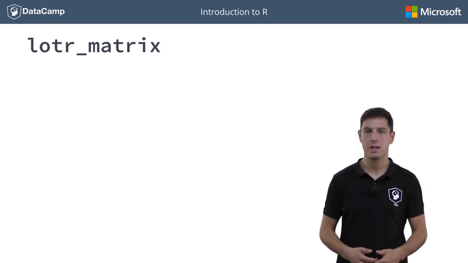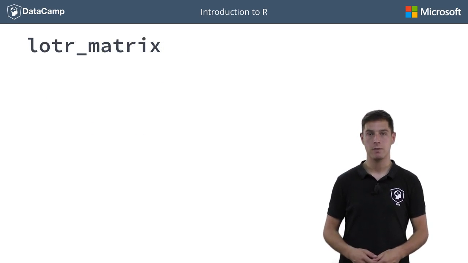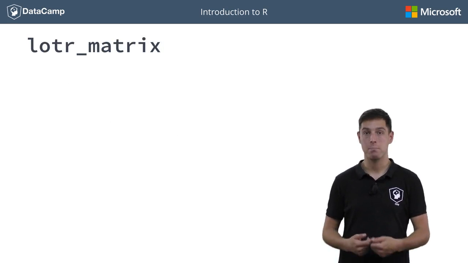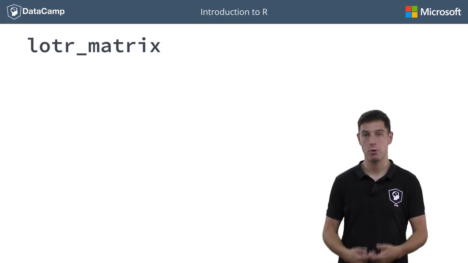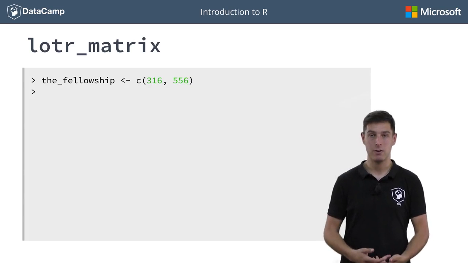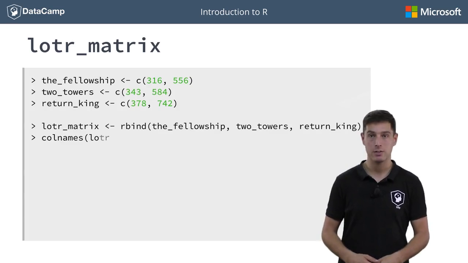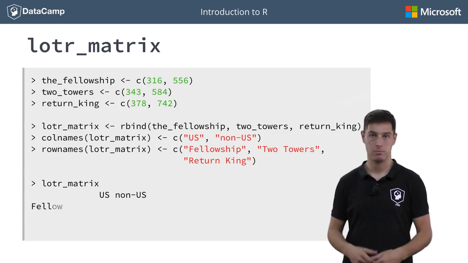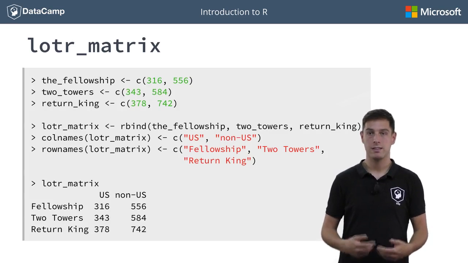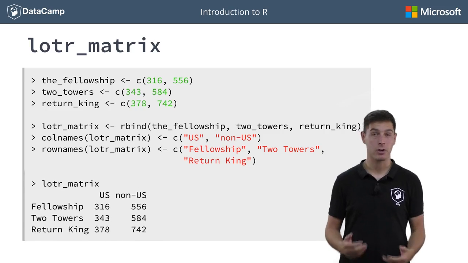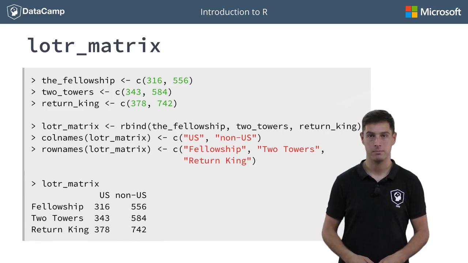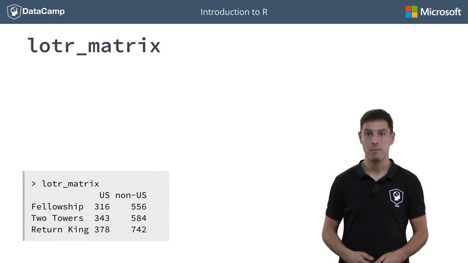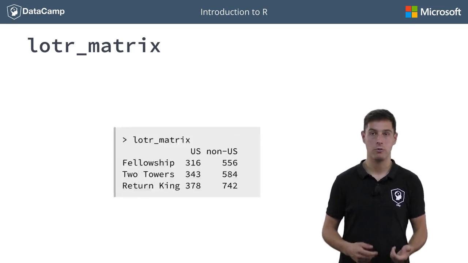Ever heard about that other classic trilogy, The Lord of the Rings? As for Star Wars, you can build a matrix of box office revenue for both US and non-US regions. The information is saved in a matrix, LOTR_matrix, which has been constructed as follows. These are astronomical numbers. We're talking about millions of dollars here. What if you wanted to convert this to euros? At the time of writing, 1 euro converts to 1.12 US dollars.